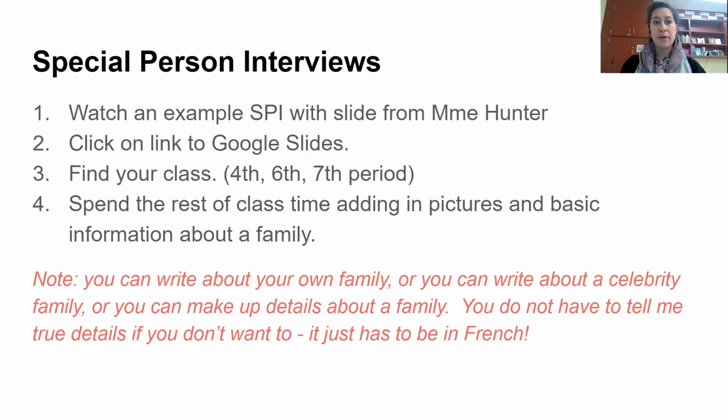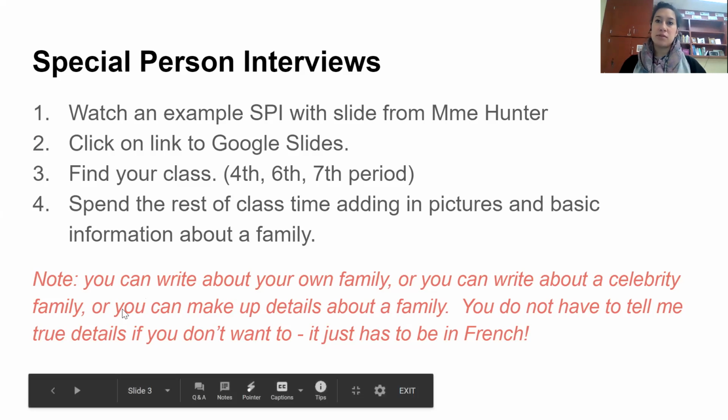Or you can write about a celebrity family if you want. And I've had students do that before. They've taken, you know, Kanye West as their dad and Michelle Obama as their mom, and I don't know, somebody else like LeBron James as their uncle. I don't know. You can have different people in your family. You can create a celebrity family or talk about one that you already know and love. It's all in French, or you can make up details about a family.